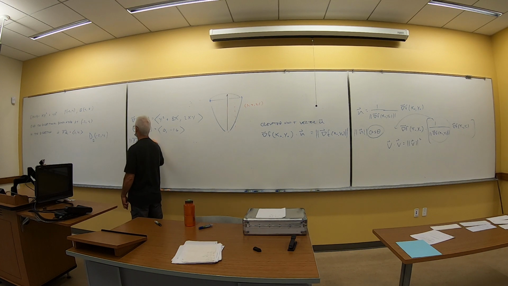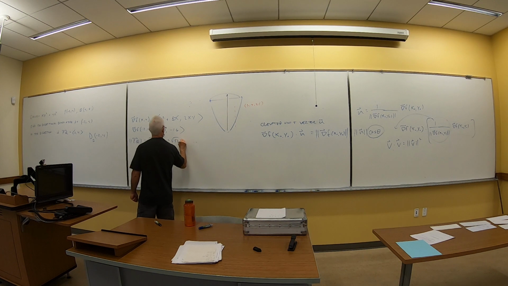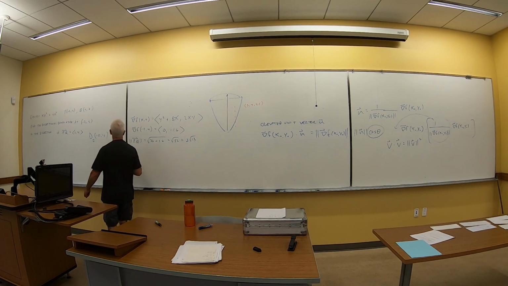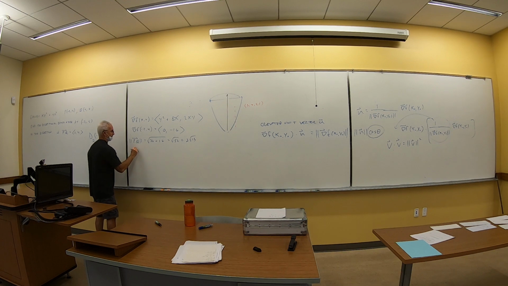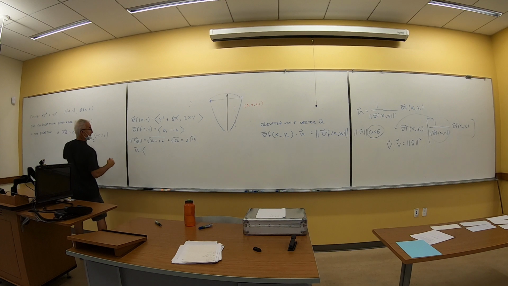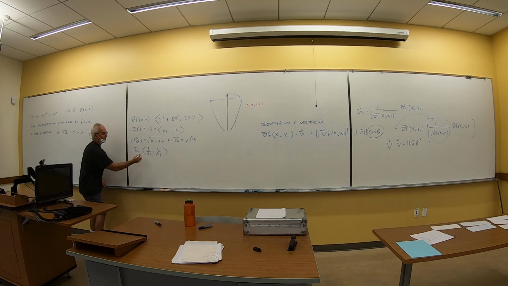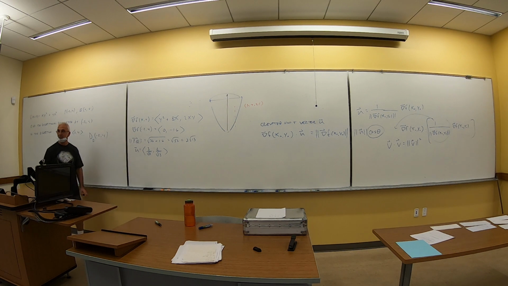And what will that be? So 36 plus 16 under the root. So 2 root 13. So therefore, what is my unit vector? My unit vector will be this over this, so 3 over root 13, comma, 2 over root 13. Always do a quick check. 3 squared plus 2 squared is 13. Okay, good. Didn't mess it up.